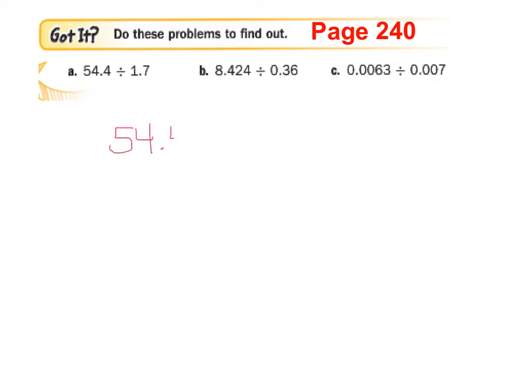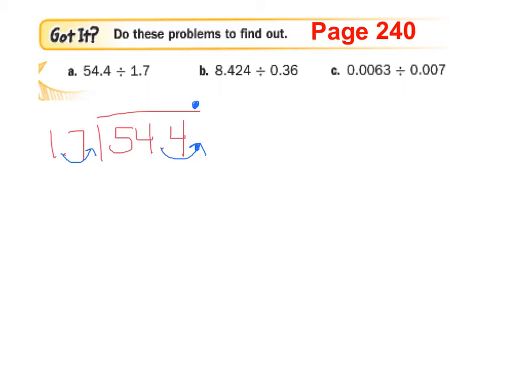54 and 4/10 divide by 1 and 7/10. I can't divide by a decimal. I want to get rid of the decimal, so I'm going to multiply by 10, or I'm going to swoop over 1. Then I'm going to take this and swoop over 1, and then I'm going to move my decimal point over 1 space. So I'm going to go ahead and put the decimal up there at the top right away. Now I'm just doing regular long division.